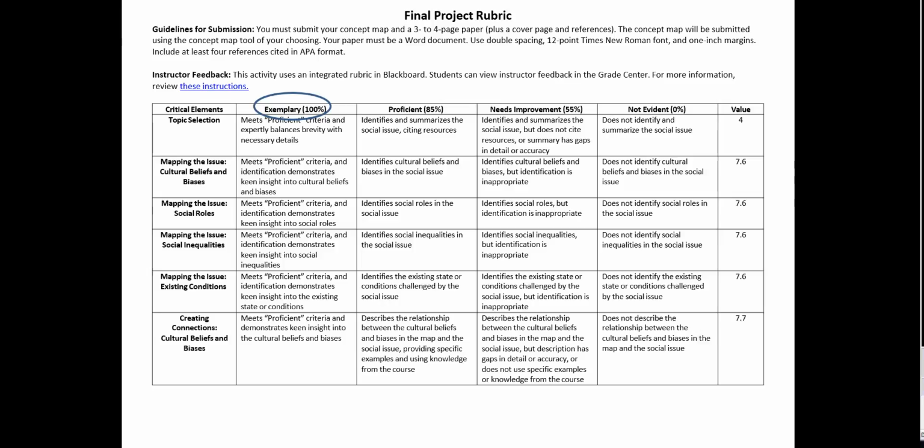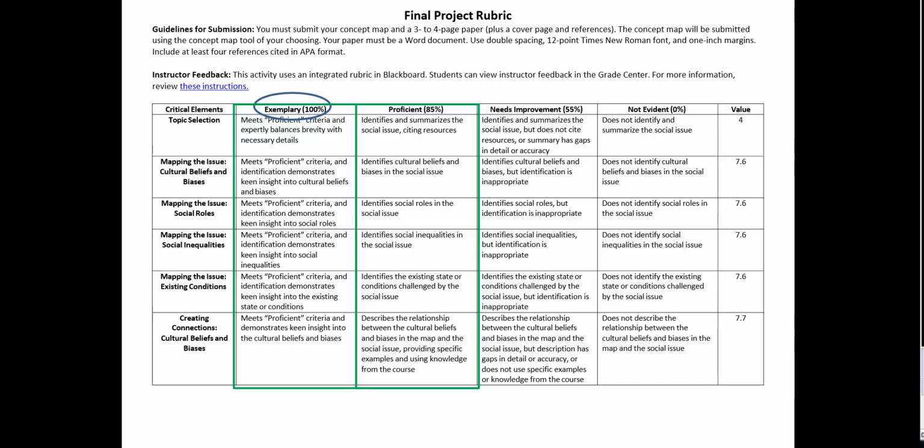Usually you've seen proficient, needs improvement, not evident. You've seen that in your milestones, and I think in your actual discussion boards. But exemplary is different, so let's talk about what that means. Let's again start at proficient, where you identify and summarize the social issues citing sources. This is topic selection. And then move to the left: meets proficient criteria and expertly balances brevity with necessary details.